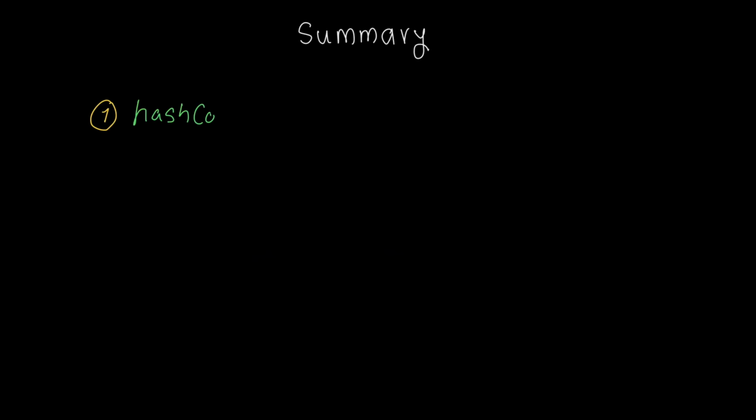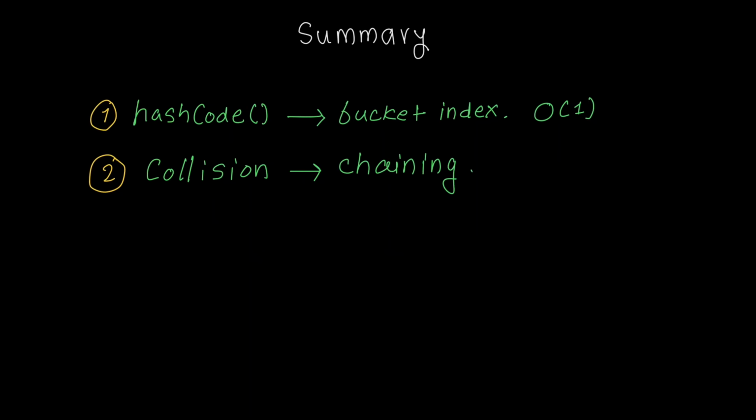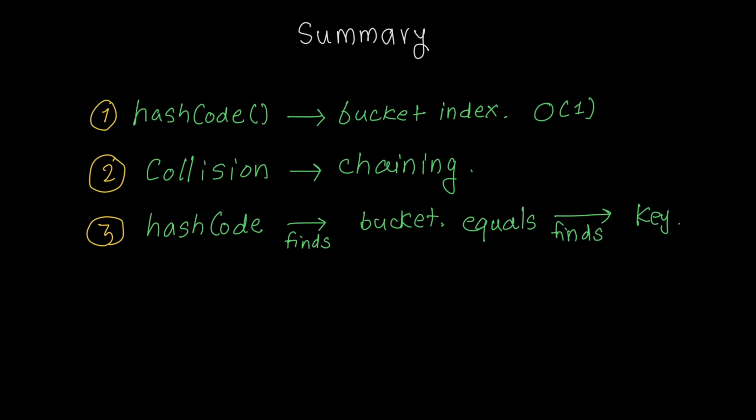So what have we seen so far? In summary, the first thing is that in HashMap, we use hashcode to find the index of a bucket, which gives us O(1). Second, whenever there is a collision, chaining happens and a linked list is created. Now hashcode is used to find a bucket and equals finds a key. This is very important. The hashcode value on an object is used to find a bucket, and equals is used to find the actual key location in the list that is created.